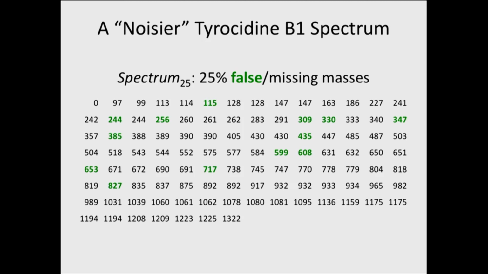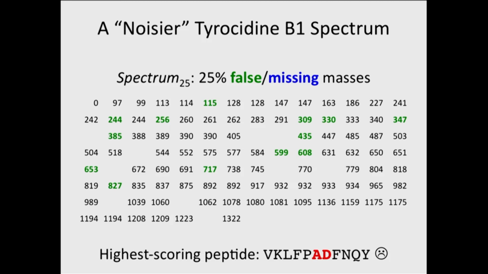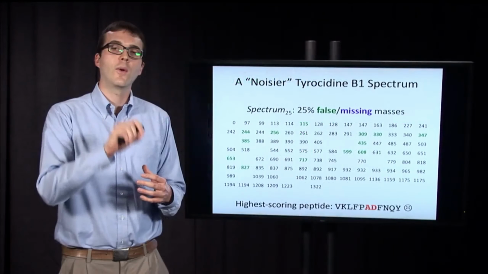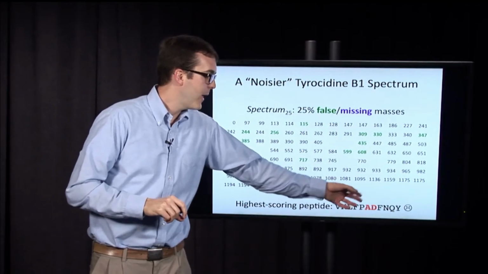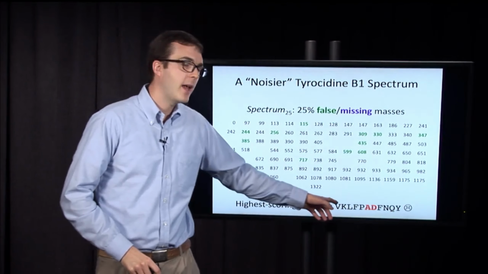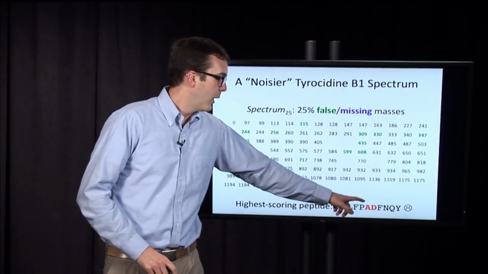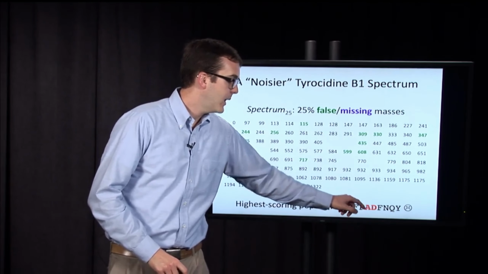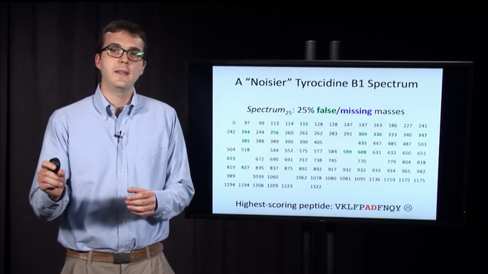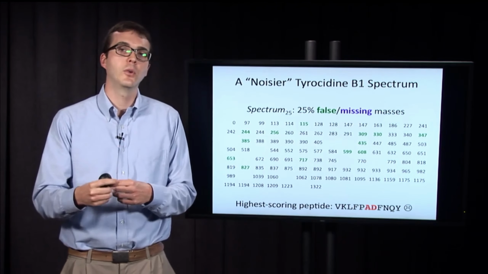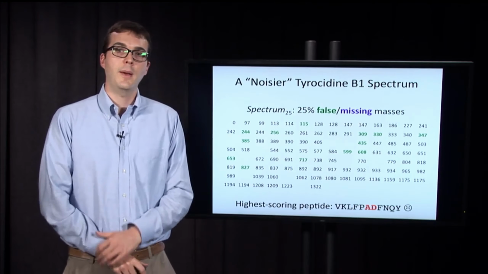And again, I'll show you, even though we won't know this, I'll show you where the false and missing masses are so you can believe me. And we say we won't know which masses are missing. And now when we run that same algorithm on this noisier spectrum, we're going to see that the peptide that it produces is actually not tyrosine B1. It's close, right? But instead of the correct amino acid here, it's been replaced with an AD. So this is bad. In this case, we wouldn't be able to reconstruct the correct peptide.